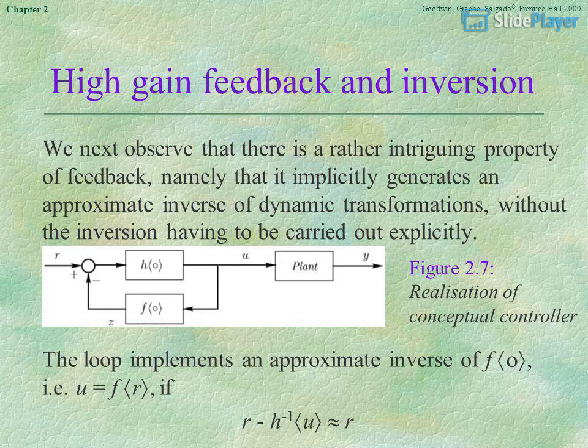High-gain feedback and inversion. We next observe that there is a rather intriguing property of feedback, namely that it implicitly generates an approximate inverse of dynamic transformations, without the inversion having to be carried out explicitly. Figure 2.7, Realization of Conceptual Controller. 2.6 High-gain feedback and inversion. The loop implements an approximate inverse of F0, i.e.